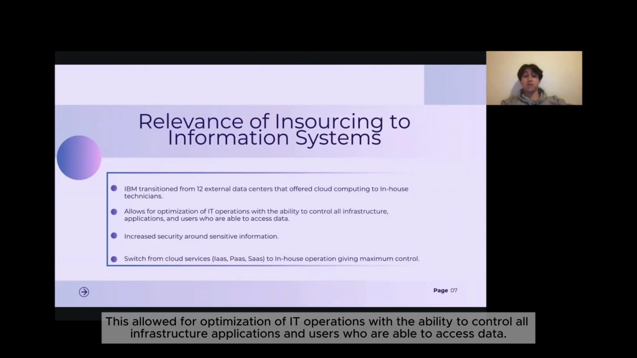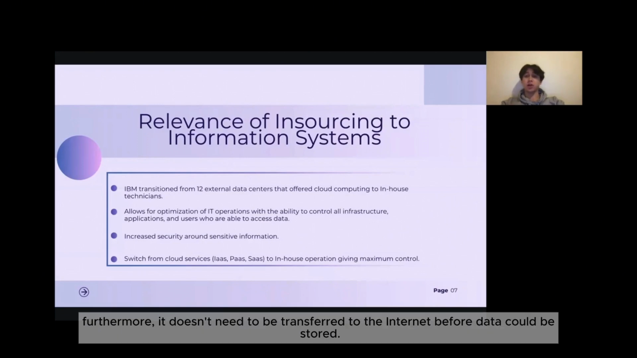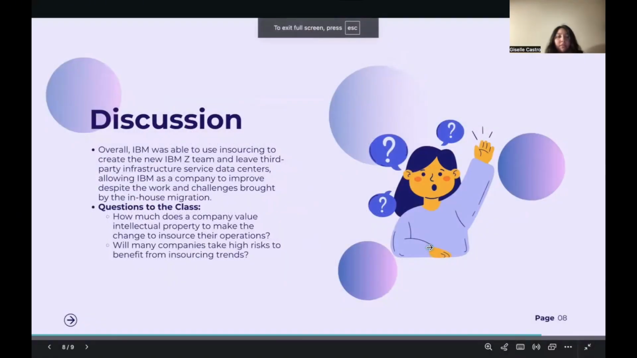This allowed for optimization of IT operations with the ability to control all infrastructure, applications, and users who are able to access data. Furthermore, they have increased security around sensitive information since they're able to manage where all data is stored and who can access that data. And it doesn't need to be transferred over the internet before data can be stored. And lastly, they switched from a cloud service, which was either infrastructure as a service, platform as a service, or software as a service, to an in-house operation.